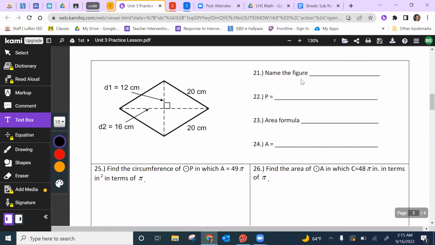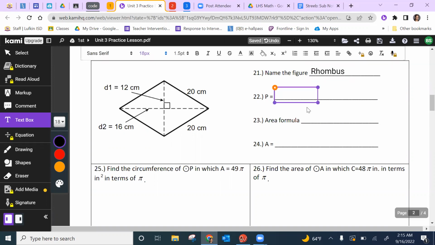Our next figure, notice that the sides are congruent here. So this is a rhombus. Remember that all of the sides are congruent on a rhombus. So we've got 20 plus 20 plus 20 plus 20. And this equals 80 centimeters.